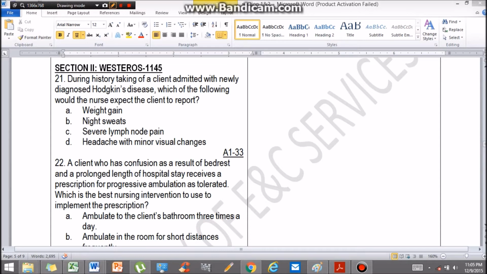Number 21. During history taking of a client admitted with newly diagnosed Hodgkin's disease, which of the following would the nurse expect the client to report? A. Weight gain, B. Night sweats, C. Severe lymph node pain, and D. Headache with minor visual changes.